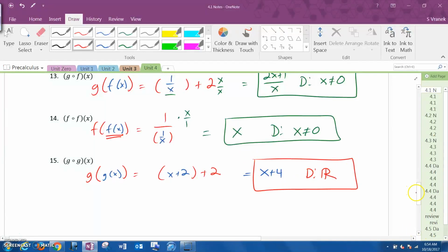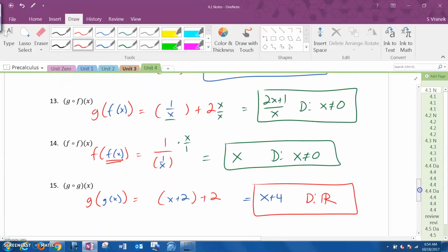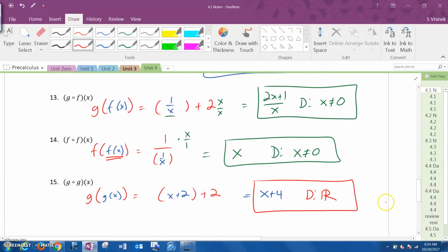Okay, so that's composite functions. We're going to start using inverses and one-to-ones next video.